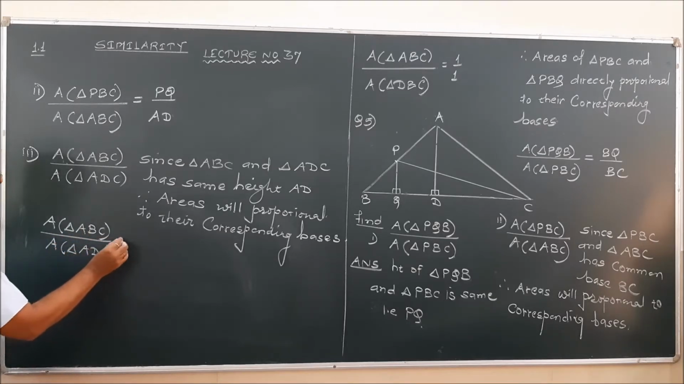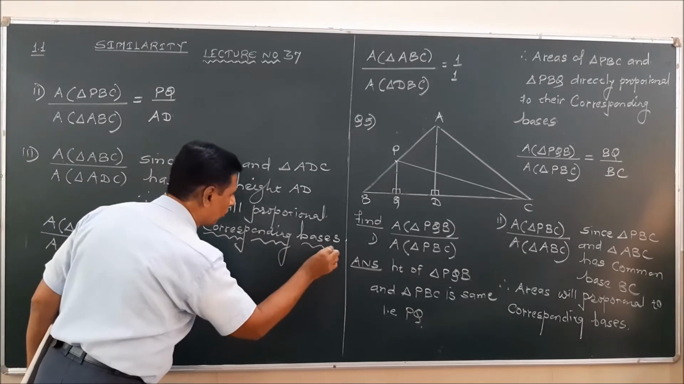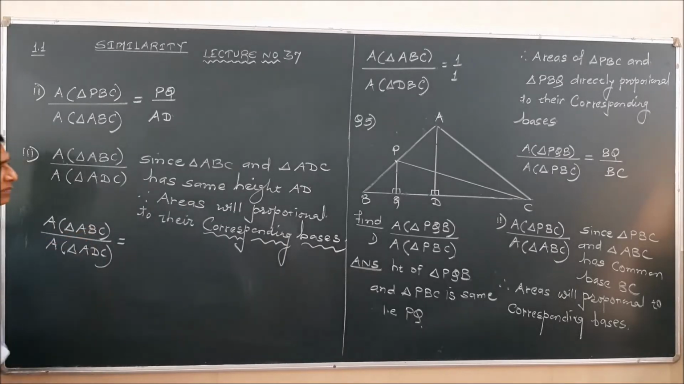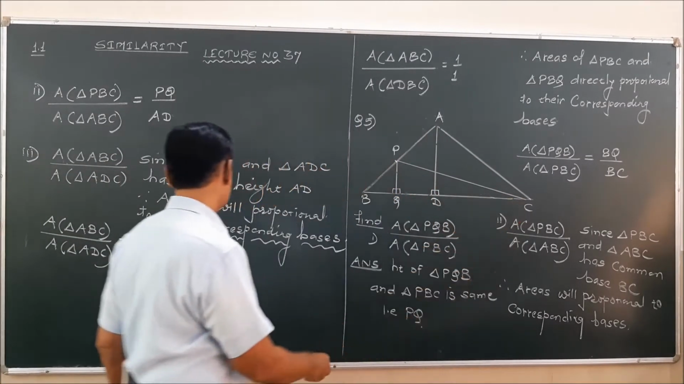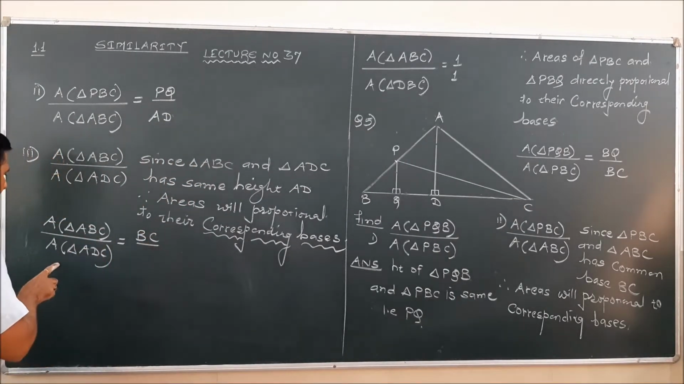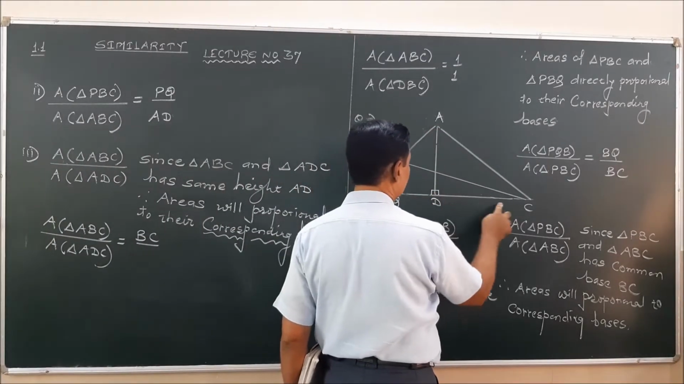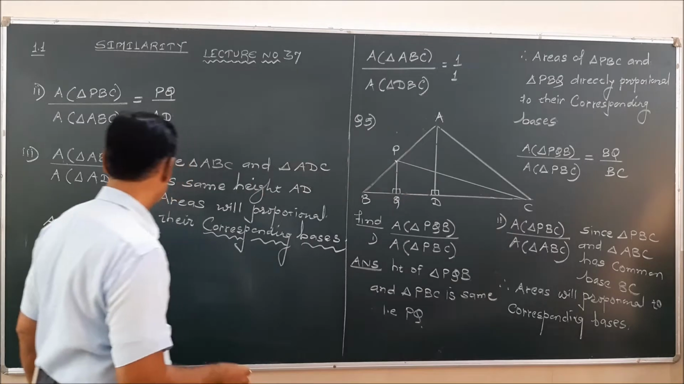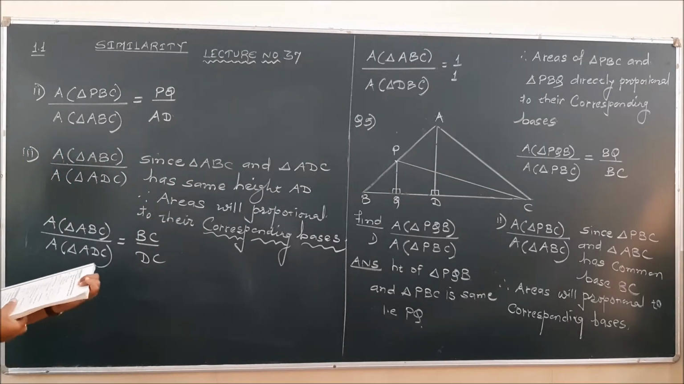Now what we have mentioned is corresponding bases. What is the base of ABC? Very simple, BC. Base of ADC? What is the base? Base is DC. So BC upon DC. We must give this explanation, which is very important. Now next to that is the fourth one.